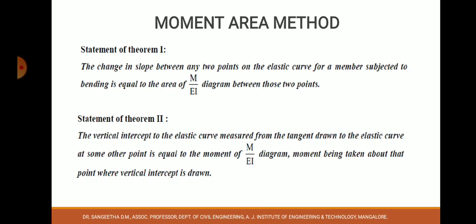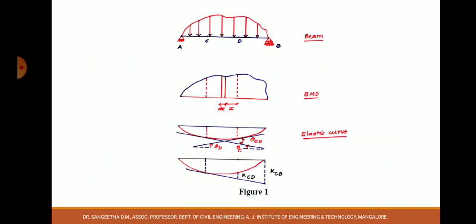Theorem 2: the vertical intercept of the elastic curve, measured from the tangent drawn to the elastic curve at some other point, is equal to the moment of the M by EI diagram, the moment being taken about that point where the vertical intercept is drawn. So here is a beam subjected to load. The load is not symmetric, it is unsymmetric. The bending moment diagram is drawn. It is an approximate bending moment diagram.